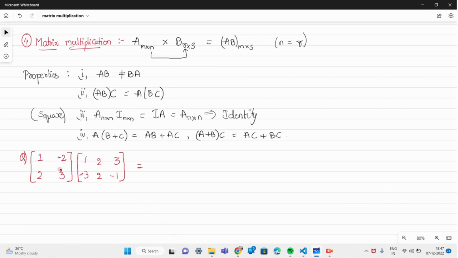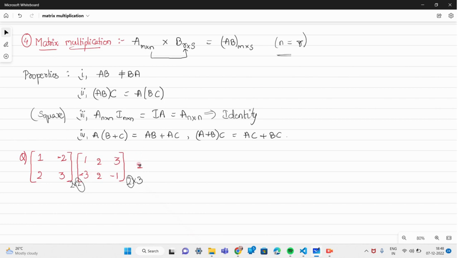Next, let's solve a question so that you'll get a better idea how the matrix multiplication takes place. Before that, just write the order of this matrix, which is 2 cross 2, which means 2 rows and 2 columns. Here 2 cross 3. Here this 2 and this 2 are same. So it means n is equal to r. So it follows the matrix multiplication.